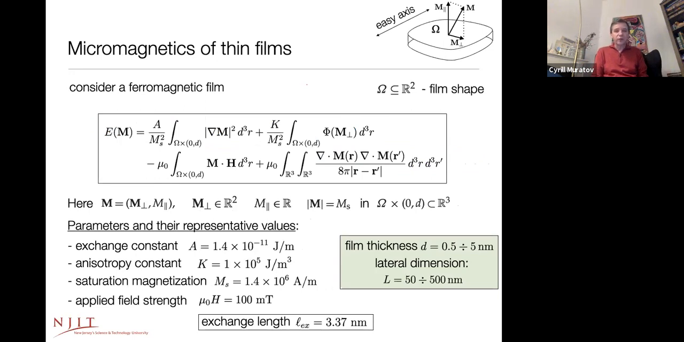Okay, so how does one approach this problem? Micromagnetics of thin films is just a particular instance of the general framework. We take the micromagnetic energy, where I now also use some general anisotropy function, and my domain is a cylinder. Omega is now a two-dimensional domain, and I just thicken it by finite thickness d, so I get a cylindrical domain, which you see here. There are some constants that appear in this energy, and these characteristic values are given here, as well as ranges of geometric parameters. The film thickness, for example, can be on the order of several nanometers, while the lateral extent of the film could be tens or hundreds of nanometers.